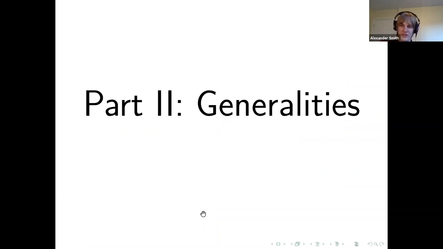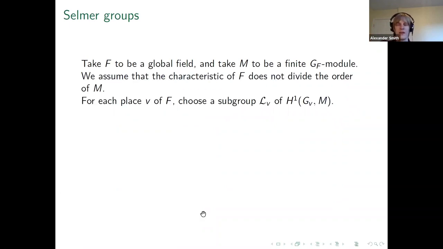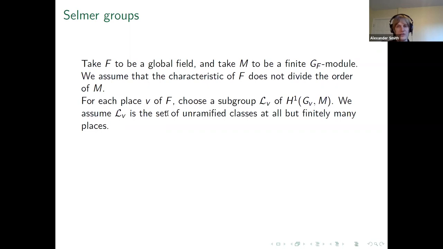So first, we need a general notion of a Selmer group. So take F to be a global field and M to be a G_F-module as before. And for each place v of F, choose a set of local conditions at v. So this is just going to be some subgroup L_v of H^1(G_v, M). And we're going to put on this relatively strong assumption that L_v is the set of unramified classes at almost all primes. This particular assumption can be weakened a lot. For example, it suffices to say that L_v contains the set of unramified classes or is contained in it. There are ways to extend this that work really well.